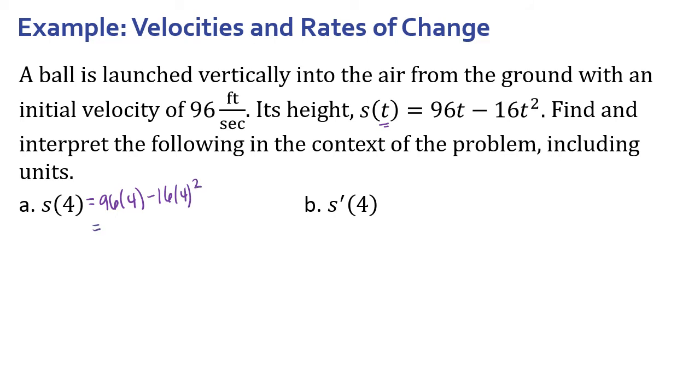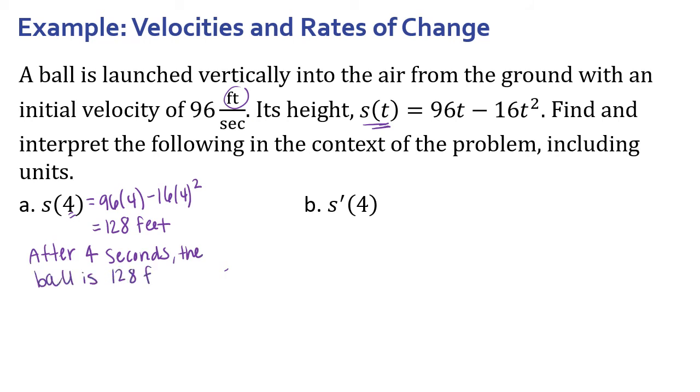And we end up getting 128. In terms of units, this is the displacement, so how far you are, so we're talking about feet. So what this means is after 4 seconds, the ball is 128 feet high. If we had to find s prime of 4, this is finding the velocity at 4 seconds. So what is the speed of that ball? What is the velocity of the ball at 4 seconds?